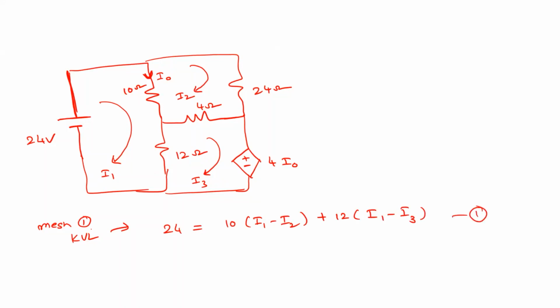What is the next equation? Mesh 2. Why? See here, this is the element we are talking about. Here I2 is flowing in this element. I1 current is flowing like this and I3 current is flowing like this. But I2 is only in this element, this element, and this one. Only in these 3 elements is the I2 current flowing.